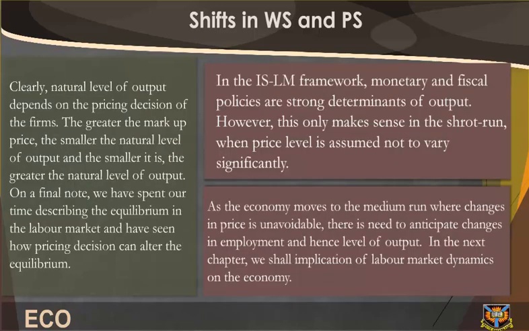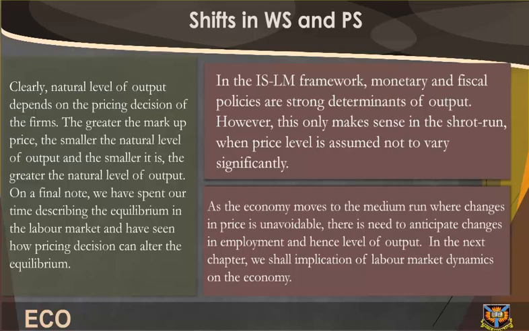Clearly, natural level of output depends on the pricing decision of the firms. The greater the markup price, the smaller the natural level of output, and the smaller the markup, the greater the natural level of output. On a final note, we have spent our time describing the equilibrium in the labor market and have seen how pricing decision can alter the equilibrium.